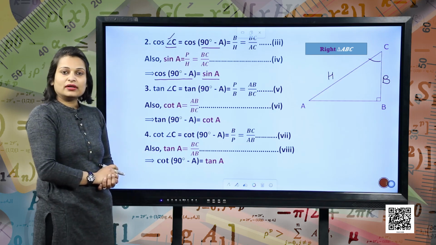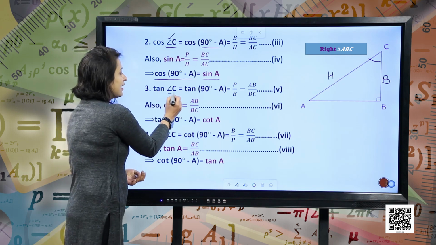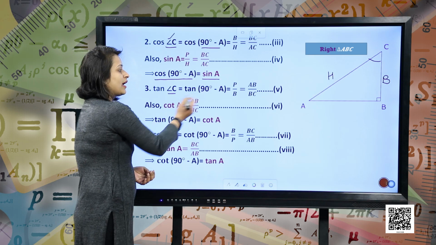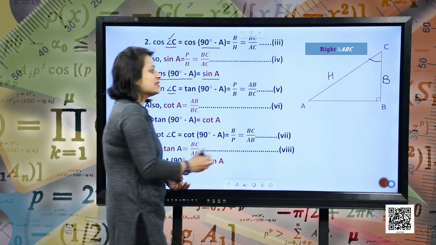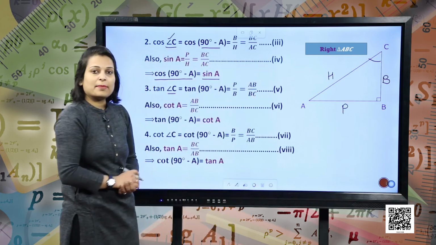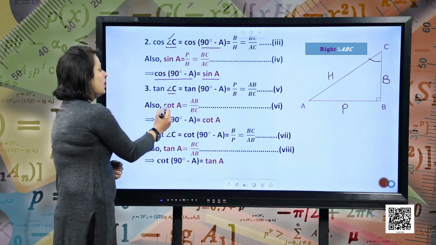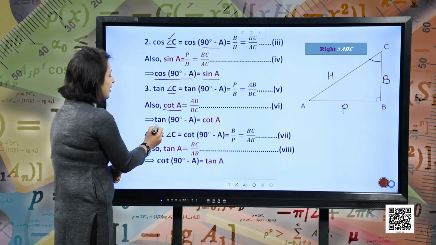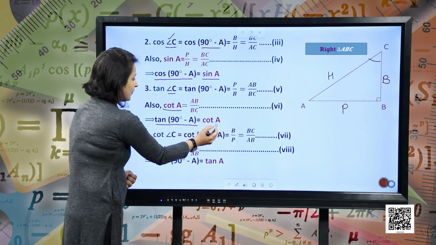Now we will calculate the value of tan of angle C. Again, in place of angle C, we can write 90 degrees minus A. So tan of 90 degrees minus A is what? Perpendicular upon base. Since AB is the perpendicular, AB upon BC, where BC is the base. Also, cot A is AB upon BC. So we can write tan of 90 degrees minus A as cot A.